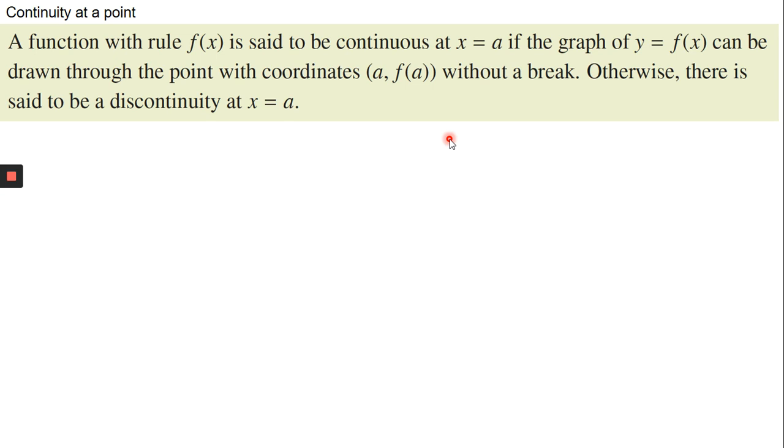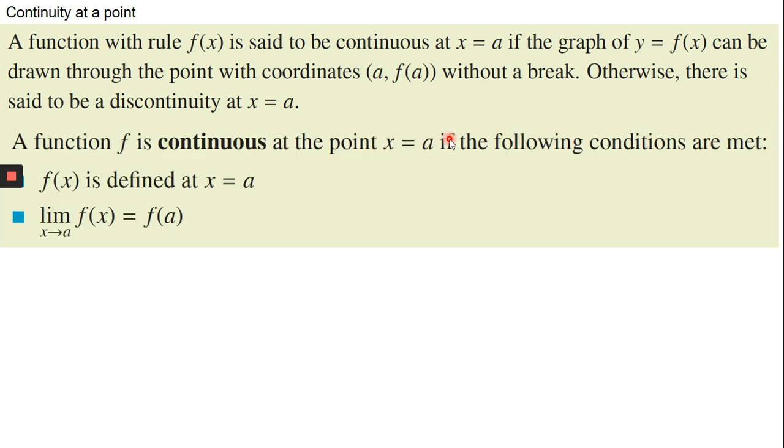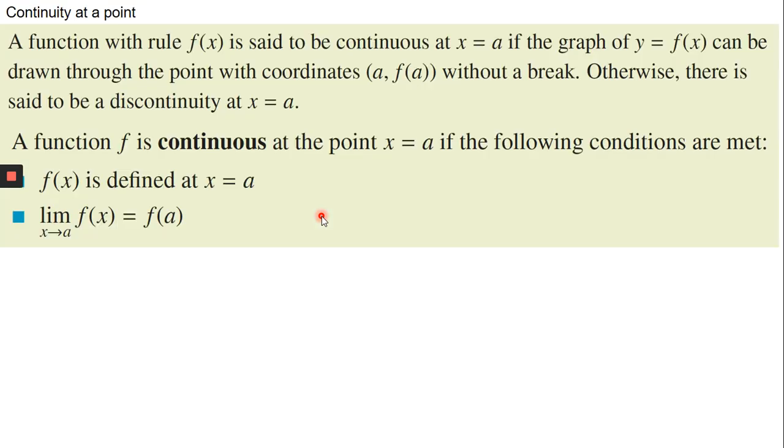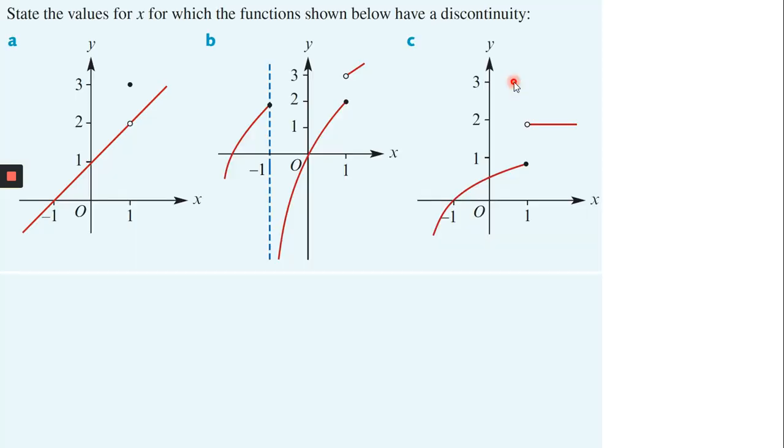What about at a particular point? At a particular point, it can be drawn through a point of coordinates without a break. Look at this. There's a break, isn't there? So let's have a look at this first one.